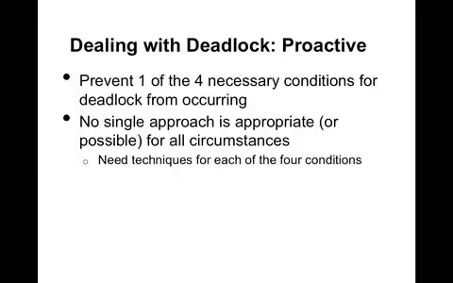There are other more proactive ways of dealing with deadlock. This means that we can modify our code or write our code in specific ways to prevent deadlock from happening. Now it turns out that there's no single approach that is appropriate or works in all possible circumstances. Instead, you have to think about what you need in a particular circumstance and find a technique for the given circumstance that prevents one of the four conditions of deadlock.